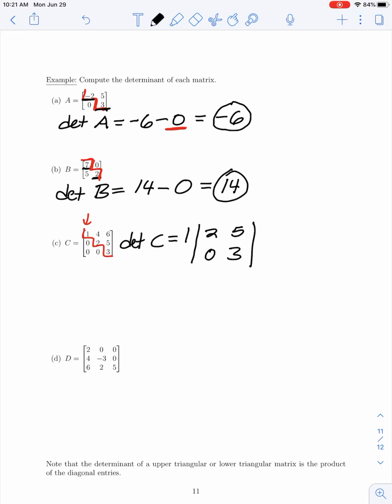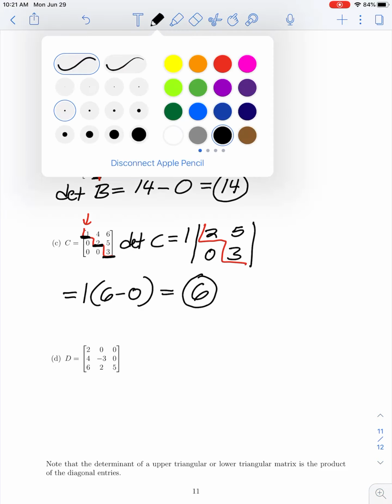So we're left with the determinant of C as 1 times the determinant of a 2 by 2 matrix, which is also an upper triangular form. The entries below that diagonal are 0. So we have 1 times the determinant of our 2 by 2, which is 6 minus 0. So our determinant is 6. And notice here that that is exactly the product of these diagonal entries. Because we had zeros everywhere else, only those diagonal entries are coming into play.